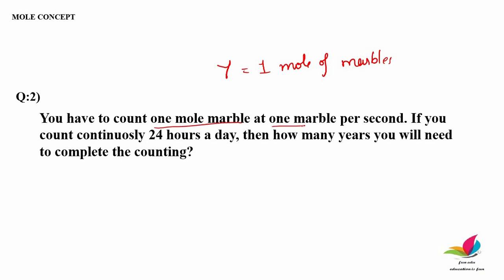He can count 1 marble per second. So if he counts continuously for 24 hours, then how many years will it take to count all the Avogadro number of marbles? Simple. It's the same as the previous question. You can pause and solve it by yourself, then check the result. I'll start solving here.